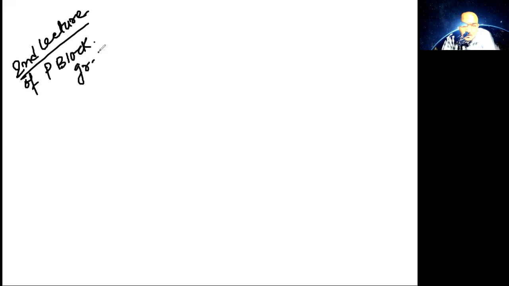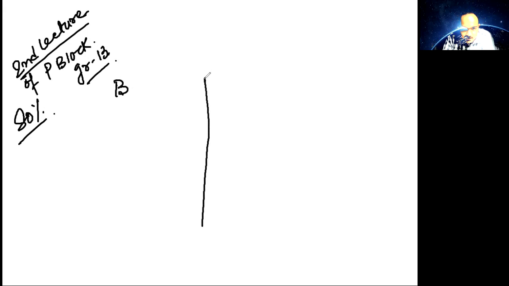Today is the second lecture of P-block group 13. So we'll start with the difference between boron and aluminum. Actually, 80% of the chapter is done in this difference. The difference is most important. So the difference lies like that: boron and aluminum.